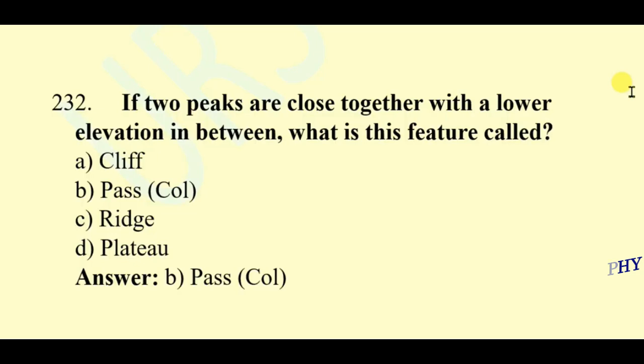Question 232. If two peaks are close together with a lower elevation in between, what is this feature called? Cliff, pass, ridge, plateau. Here the right answer will be pass or col.